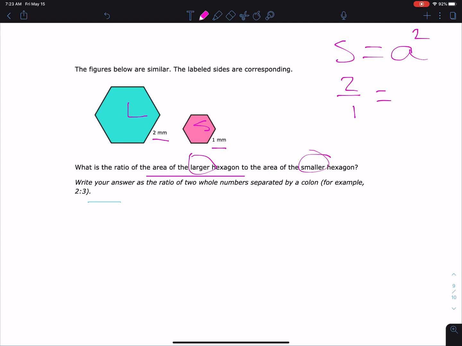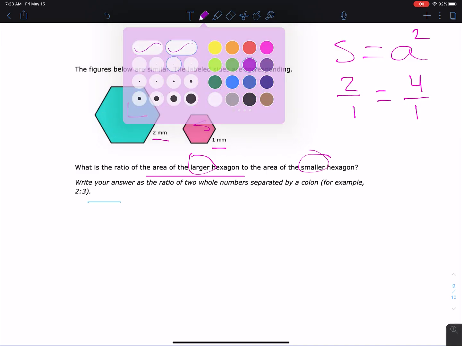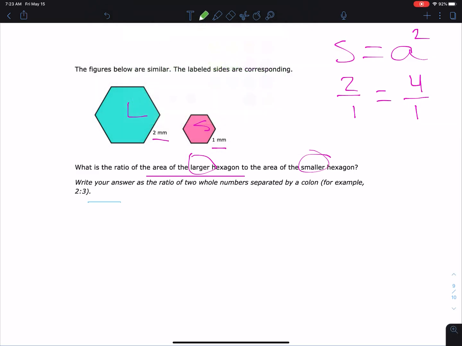So to get to area, that means I would have to square it. So 2 squared is 4. 1 squared is 1. Okay, so to get there, you'd have to square it. So my answer here would be a 4:1 ratio. So if you haven't noticed, I like to work in fractions, and then I'll put my final answer how they prefer to see it.